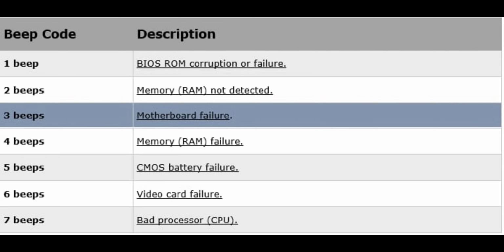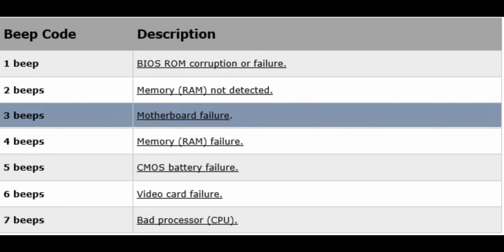Make sure that all internal and external hardware components such as RAM, graphic cards, and cables are properly connected to the motherboard. Then third, test the hardware components. If possible, test the hardware components such as RAM, CPU, and graphic cards in another working system to rule out the possibility of faulty components causing the motherboard issue.